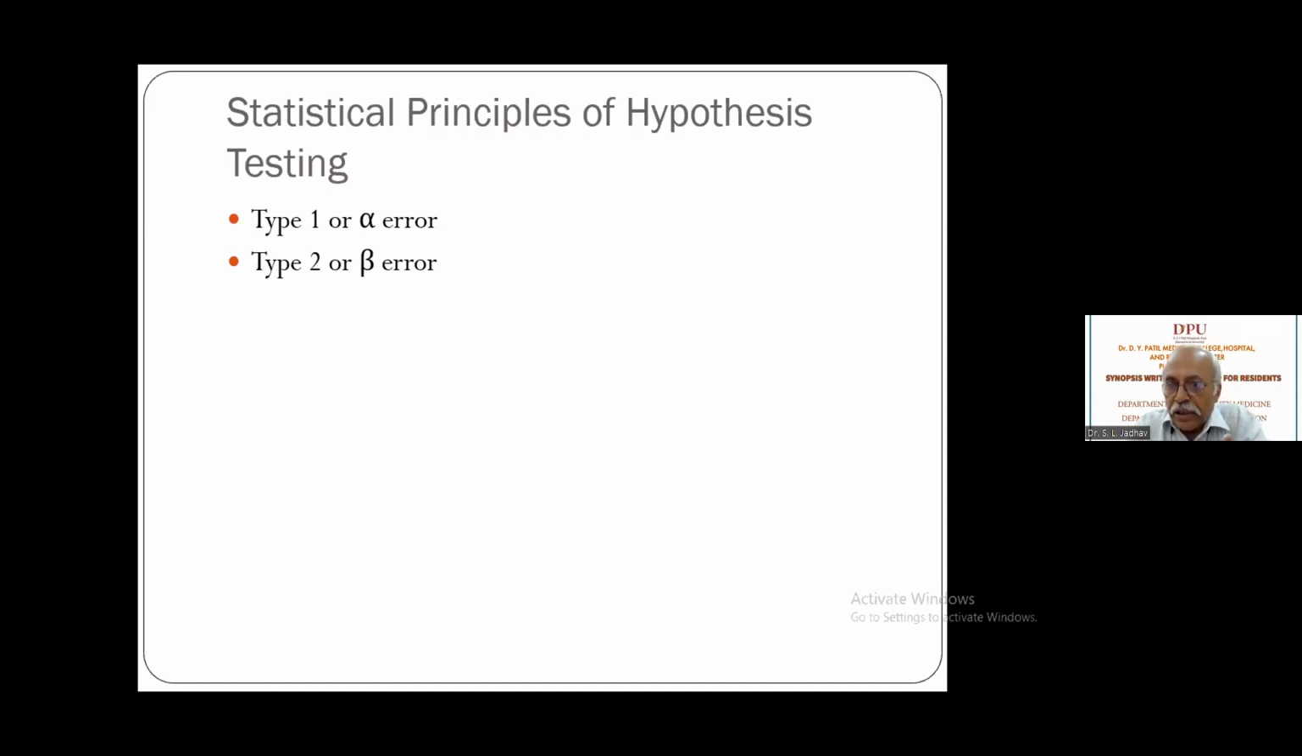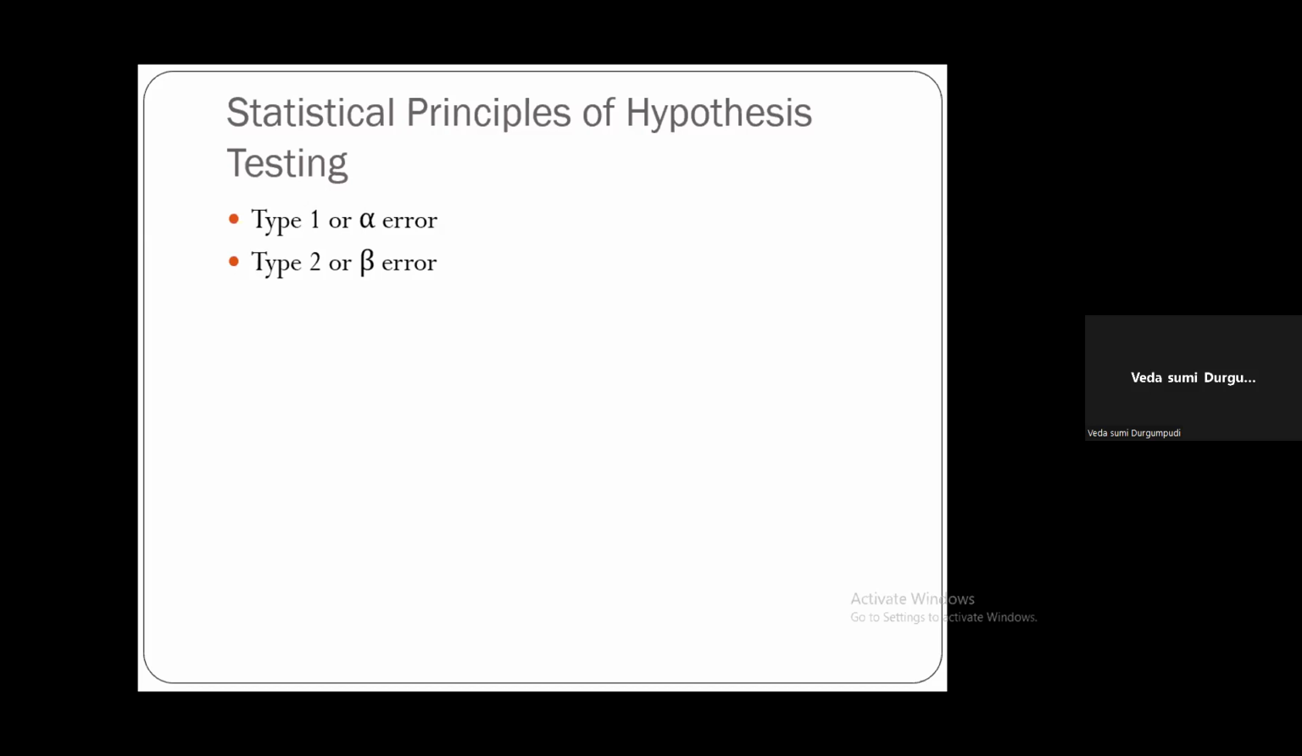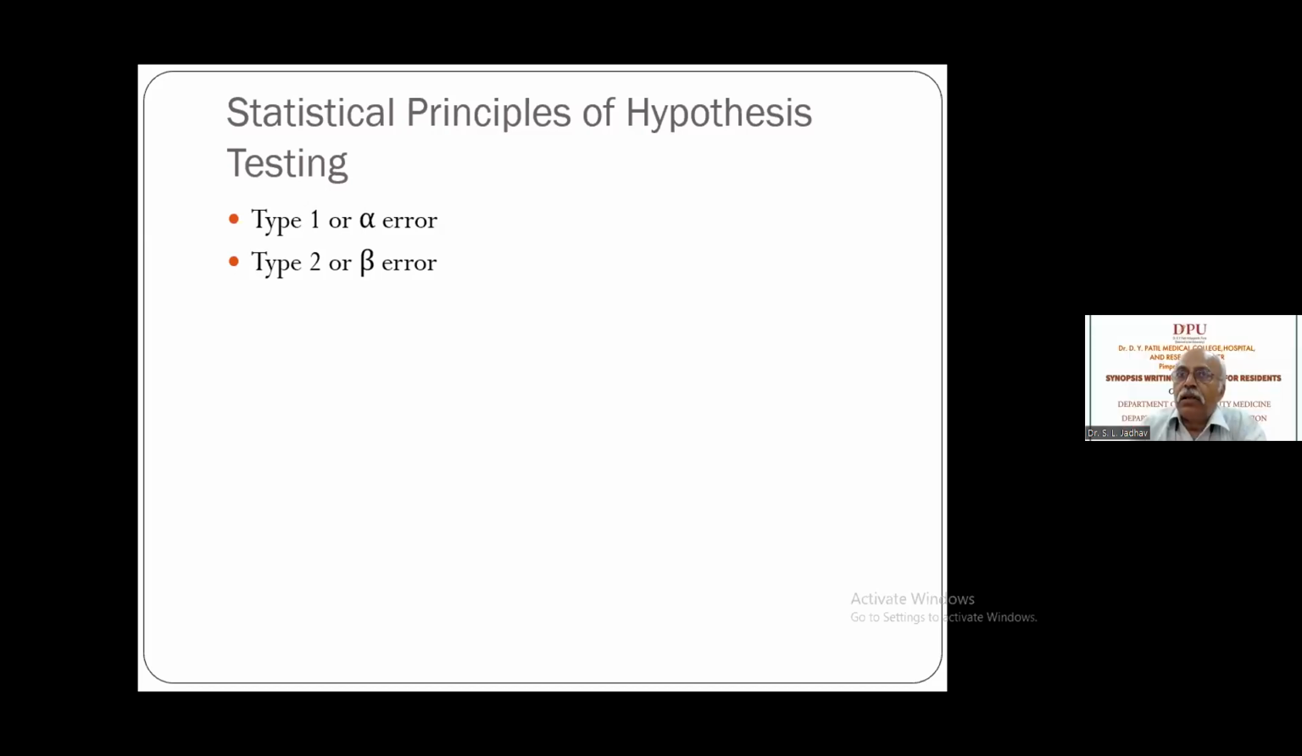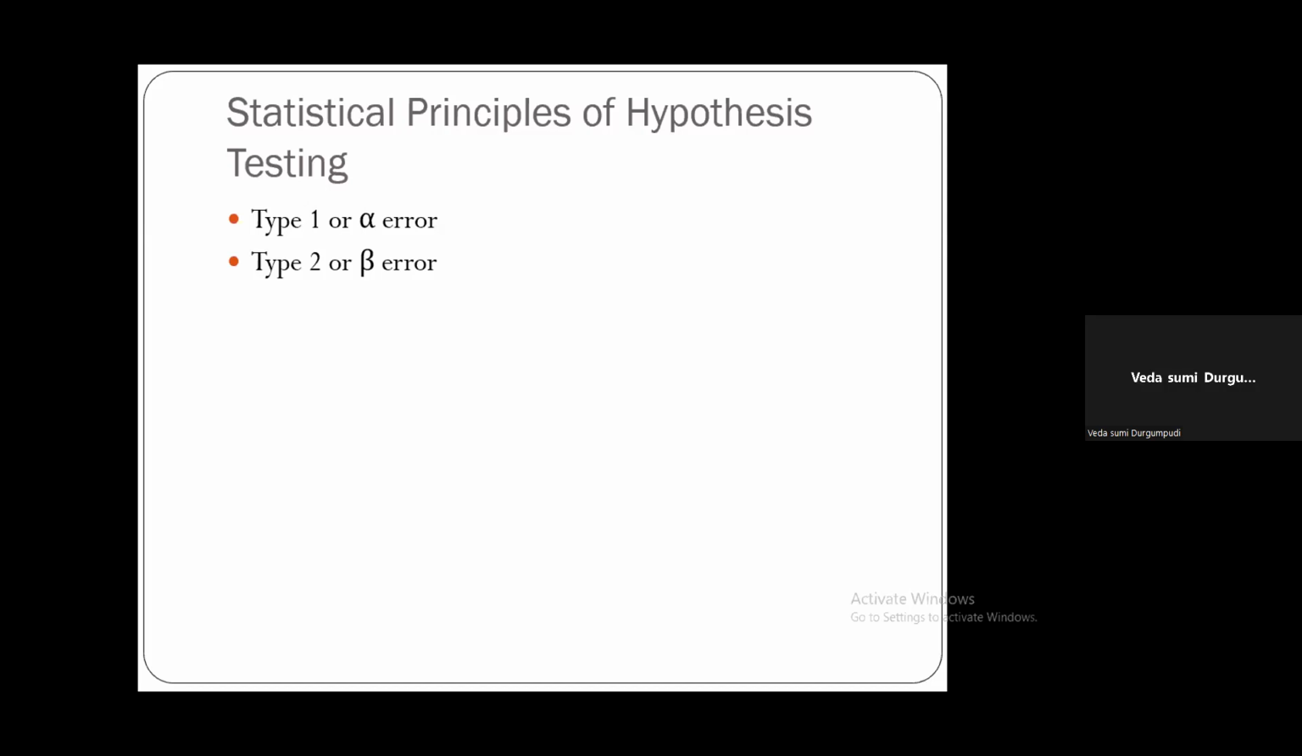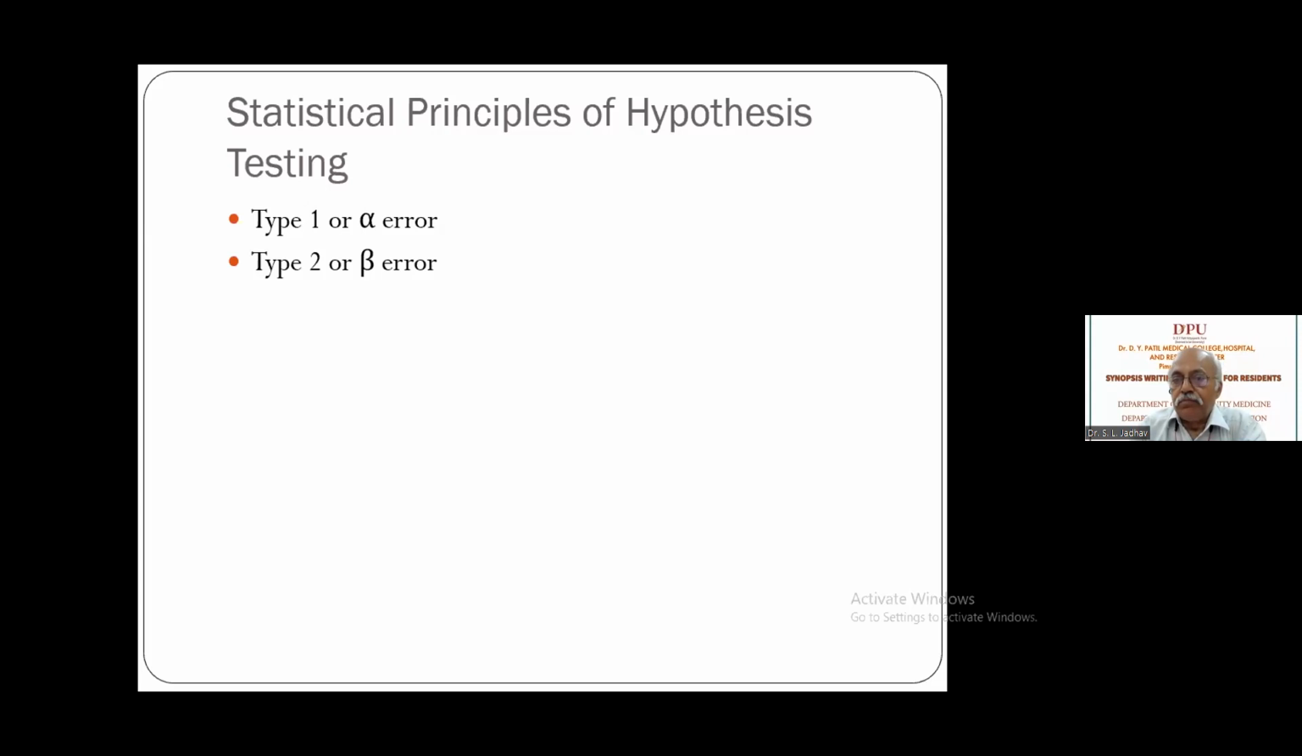So in hypothesis testing, there are two types of errors. This is also important because these things will be required when you are calculating the sample size. Type 1 or alpha error and type 2 or beta error. Type 1 error is that there is actually no difference. That is, there is no association between overweight and lethality.